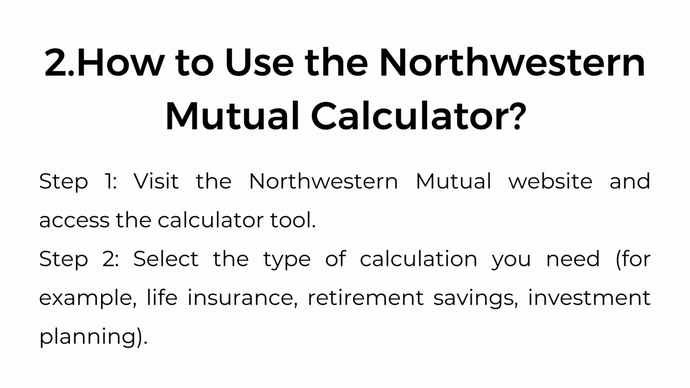2. How to use the Northwestern Mutual Calculator. Step 1. Visit the Northwestern Mutual website and access the calculator tool. Step 2. Select the type of calculation you need. For example, life insurance, retirement savings, investment planning.